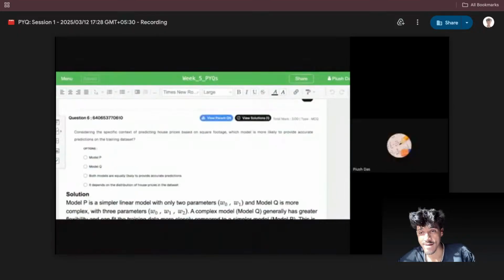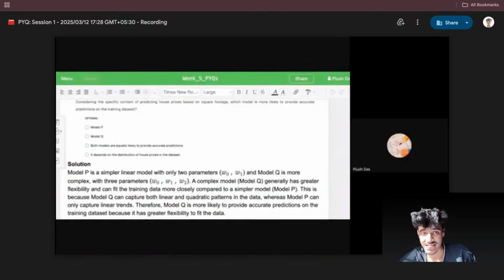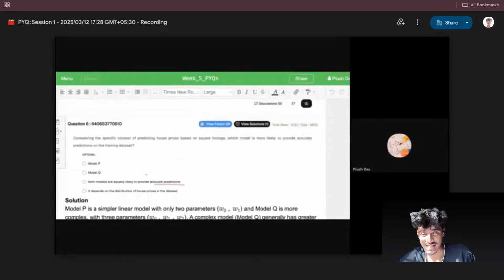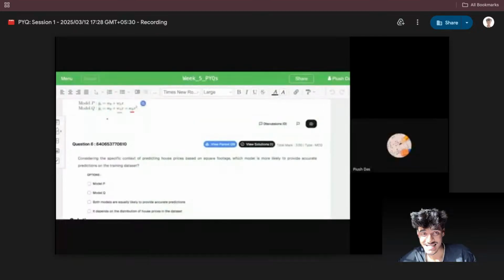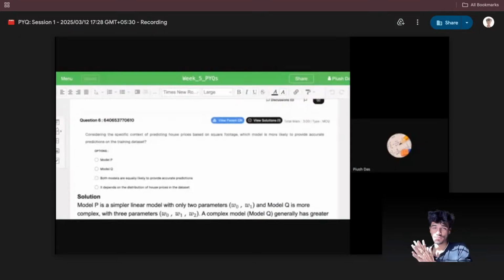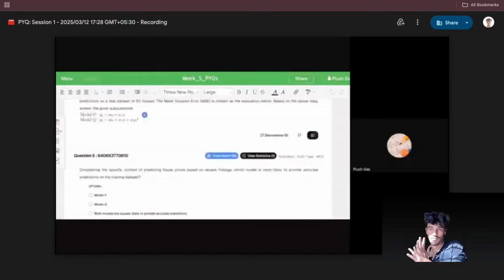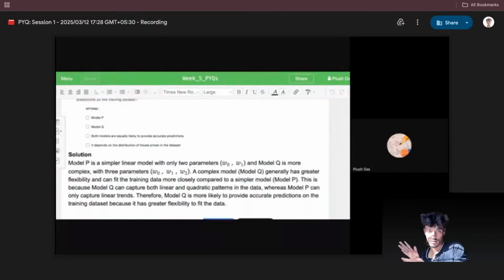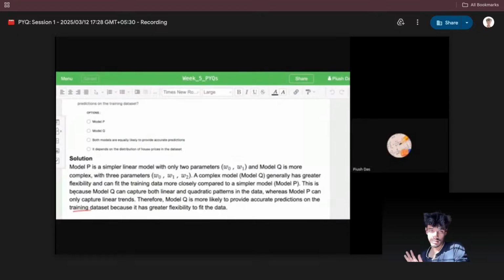Okay. Let's move into the quadratic. Model P is a simpler linear model with only two parameters, W0 and W1. And model Q is more complex with three parameters, W0, W1, W2. A complex model like model Q generally has greater flexibility compared to the simpler model P. This is because model Q can capture both linear and quadratic patterns. This will capture your linear pattern, and this x square term will capture your quadratic pattern, right? Yes. Whereas model P can only capture linear trends. Therefore, model Q is more likely to provide accurate predictions on the training data set because it has greater flexibility to fit the data. It will be the test data set, because it has greater flexibility to fit the data.